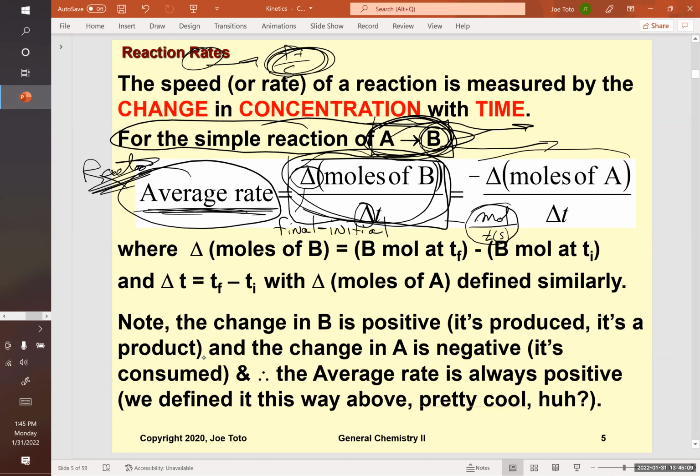The second ratio, right here, what kind of a rate does that correspond to? Anybody? Yes, the rate of decrease, or the rate of consumption of A. That's what that is. And the units for this would be moles of A per second.